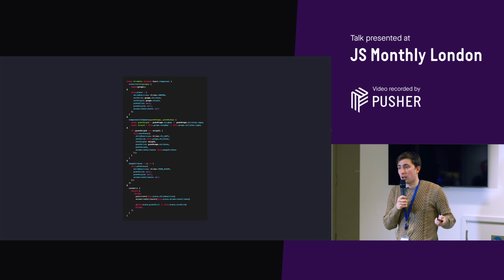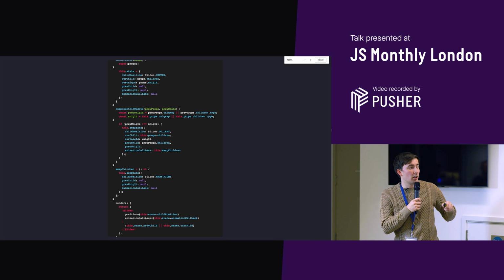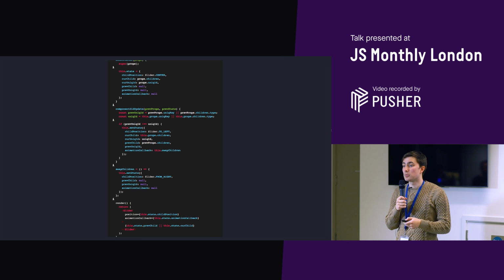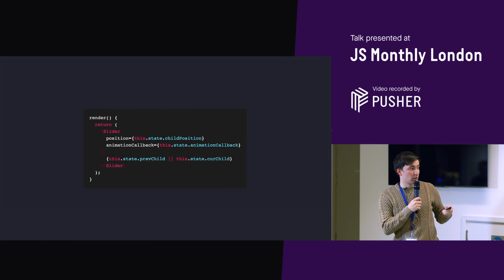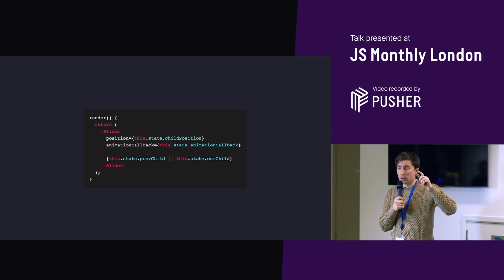So this code, you don't need to read this, that's fine. But this is all the code that you need to basically get a component that will, when something exits and something else comes in, slide one out and slide the other one in. So I'll now look at all that code in parts.